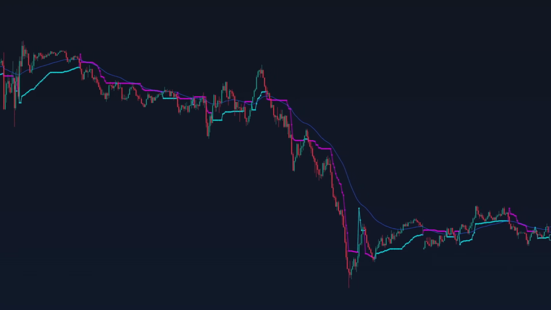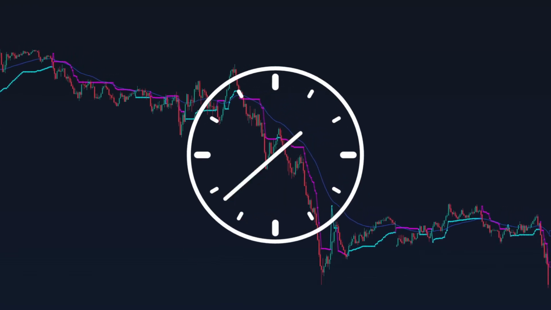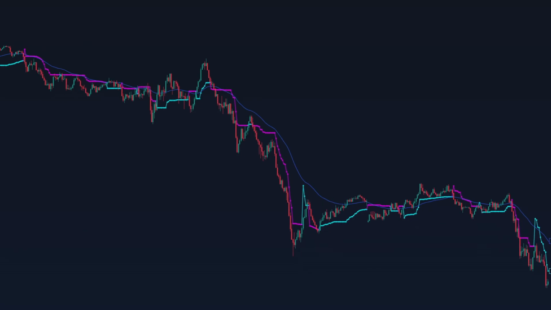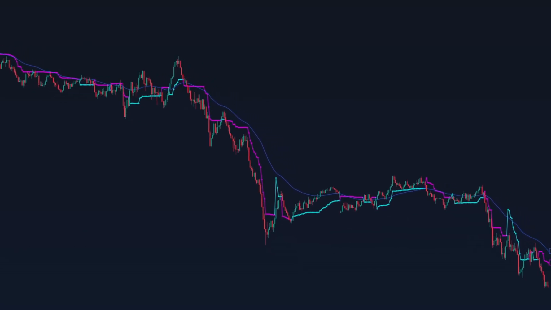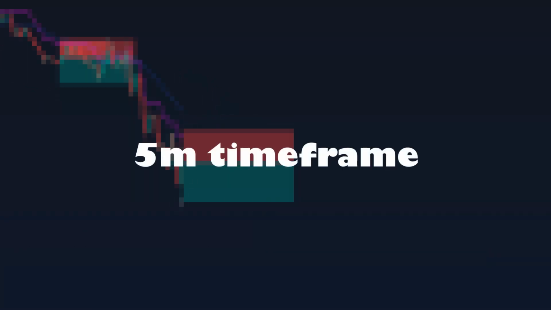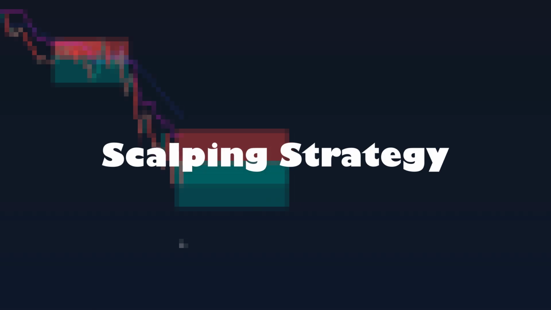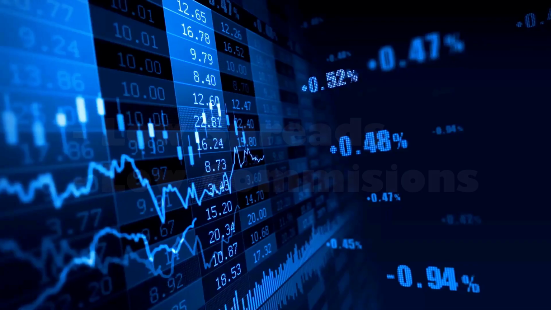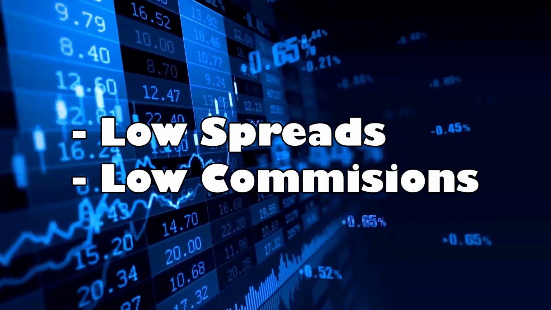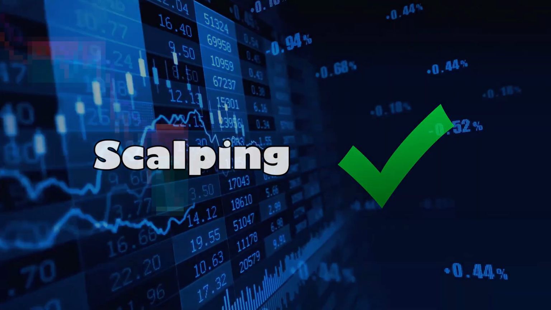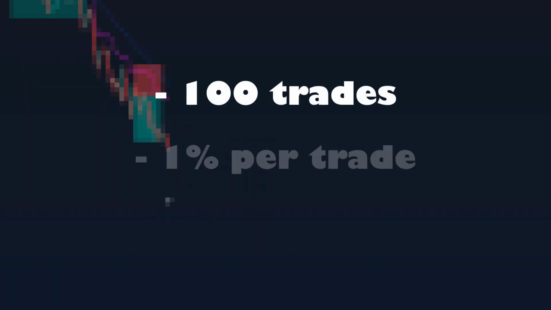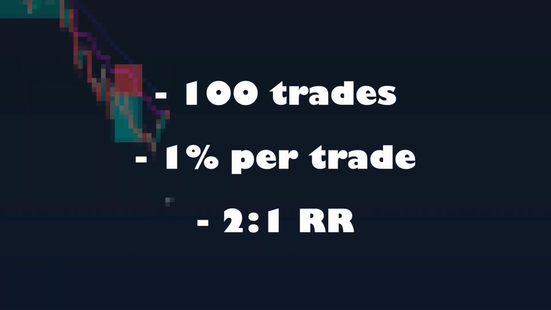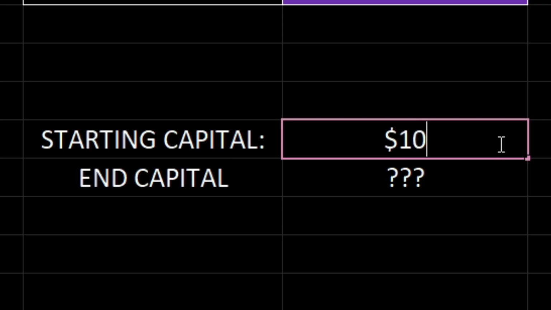While those results are not bad, waiting hours or even days for a setup isn't ideal for everyone. That's why I will be putting a twist on this idea, testing it on the 5-minute time frame as a scalping strategy. For this backtest, I will use the EUR-USD pair since it has the lowest spreads in the forex market, making it perfect for scalping. I'll take 100 trades, risking 1% per trade with a 2-to-1 risk-to-reward ratio and starting with a $1,000 account. So without wasting any more time, let's find out if this approach can improve this strategy.